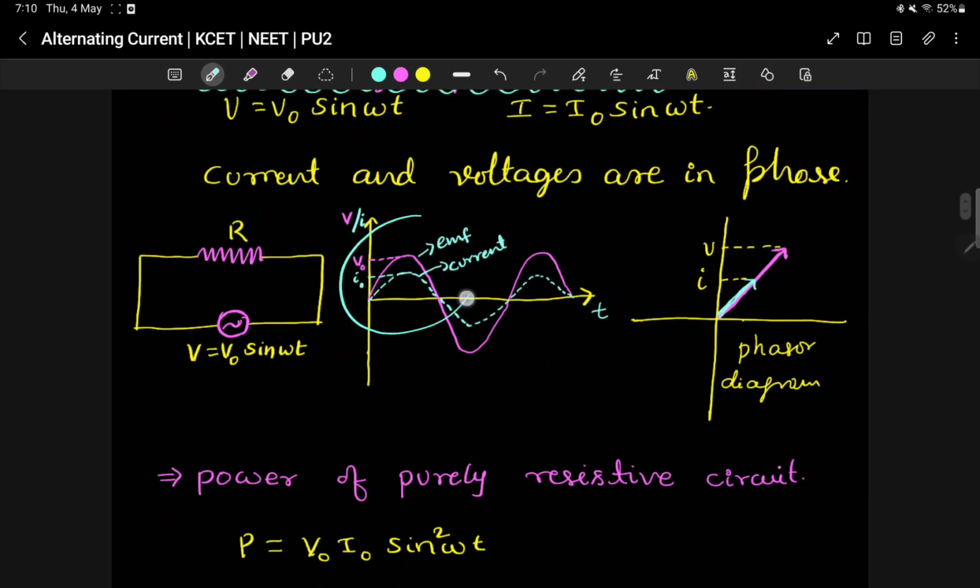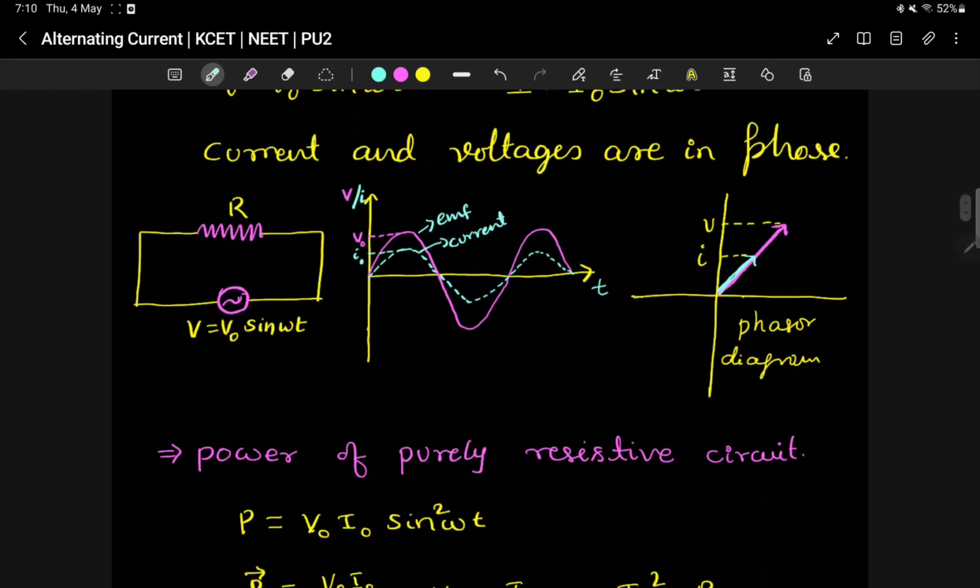So that's why we represent the phase angle difference here by using graphs, the variation of voltage or current with respect to time. So what about this one? You know it, right? Phasor diagram.